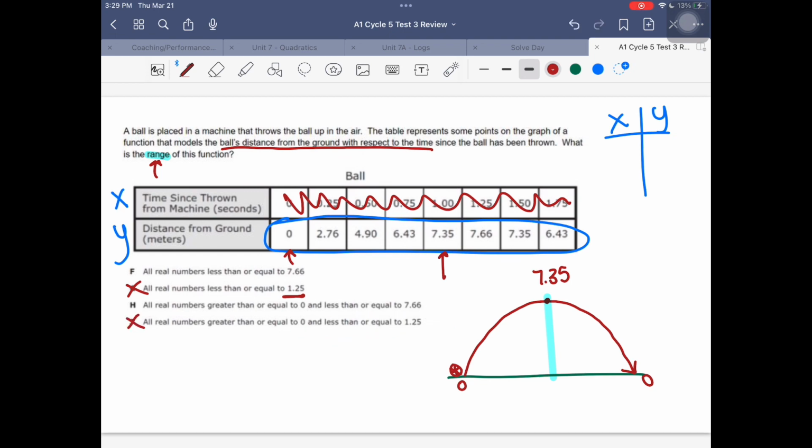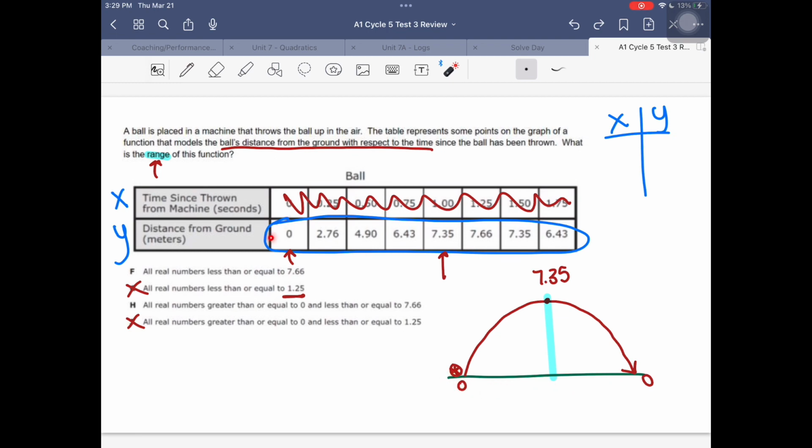Now, please be careful. This is not correct. It says all real numbers less than or equal to 7.66. If this is all real numbers, I asked my class, what's a number less than 7.66? They're like, oh, Coach White, it's 4. I'm like, how about a lower one? 1. How about a lower one? 0. What's another number less than 7.6 that's lower than 0? Well, -2. On my graph over here, we just talked about this. We can't have any negative numbers because the ball can't go below the ground.